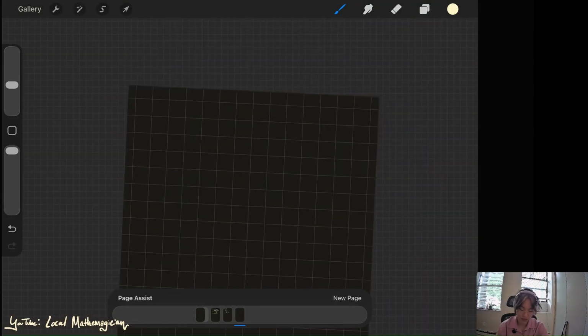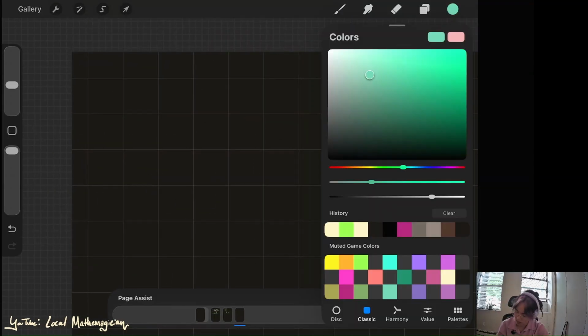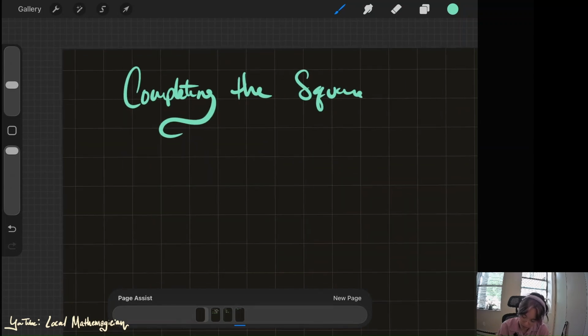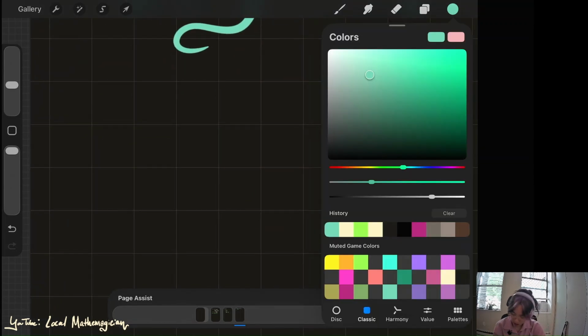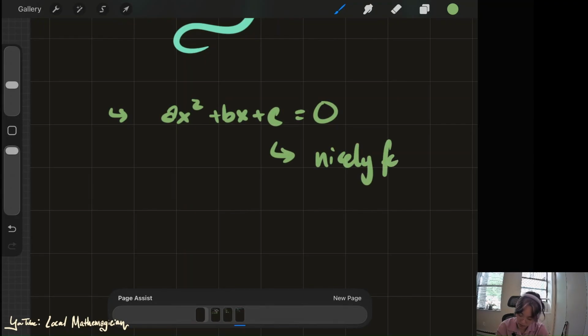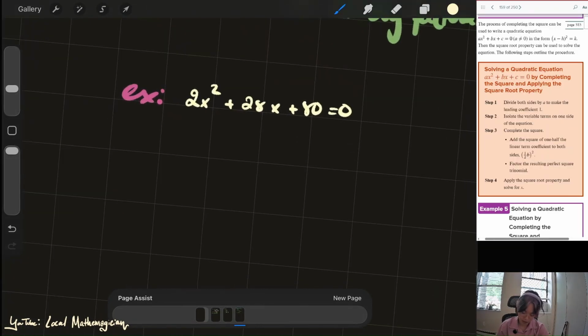Okay, now the next thing we want to do is talk about completing the square followed by applying the square root property. Okay, so to complete the square, this is what we mean. Completing the square. Okay. So, generally speaking, a quadratic function is of the form ax squared plus bx plus c equals 0. And this isn't always nicely factorable. Not always, okay? So, for example, let's do an example.